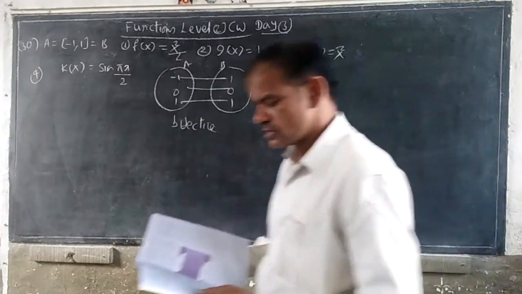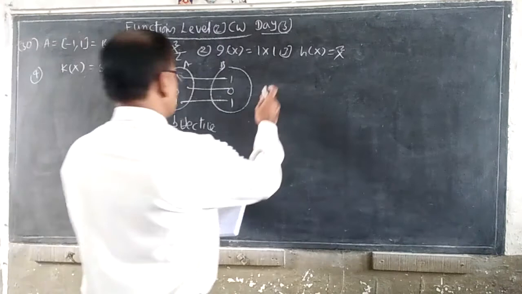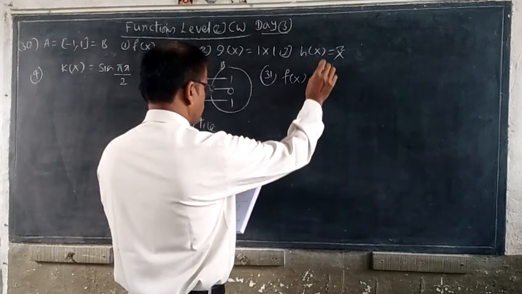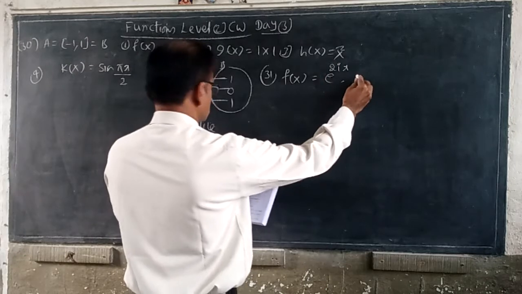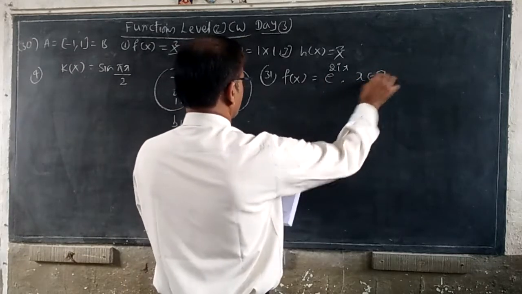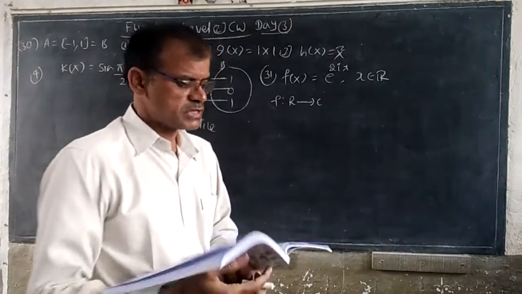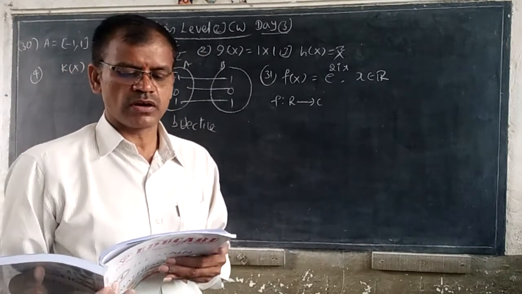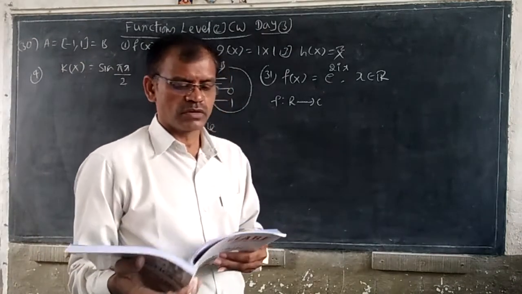Now 31st question. F maps R to C defined by f of x is equal to e power 2ix, for all x belongs to real numbers. R means real numbers, C means complex numbers. C denotes the set of all complex numbers. So what is this one? According to the options: one-one and onto, one-one and not onto, or neither one-one nor onto.